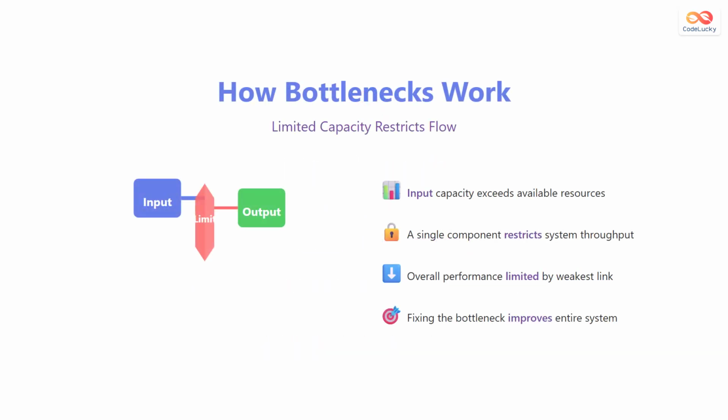Bottlenecks work by creating a constraint in your system. When input data arrives faster than a component can process it, that component becomes the limiting factor. The overall system performance is determined by its weakest link. Fixing the bottleneck component directly improves the entire system's performance.